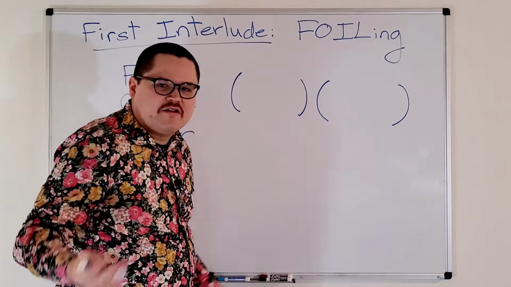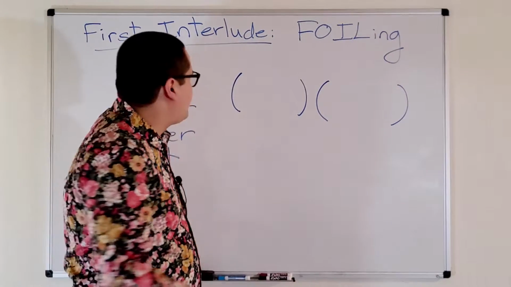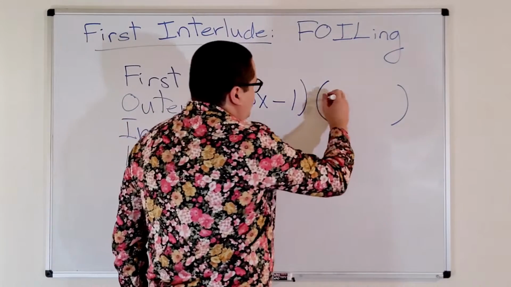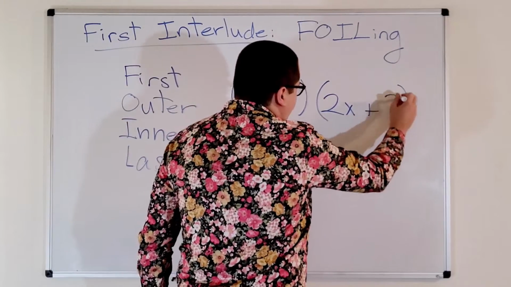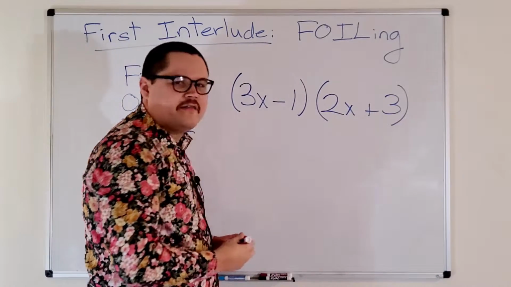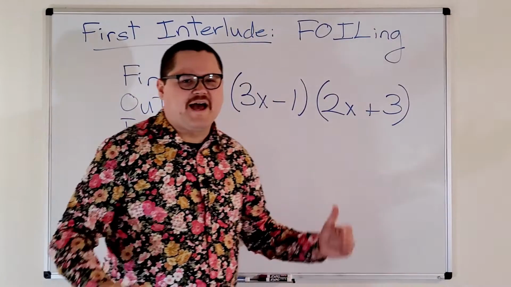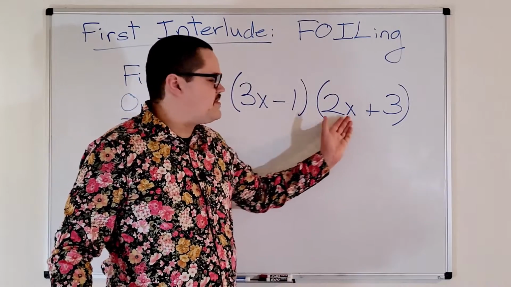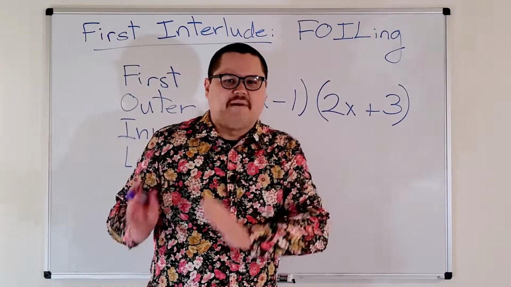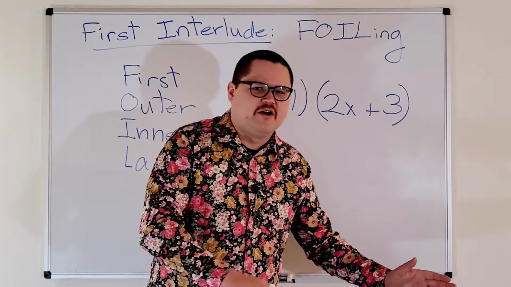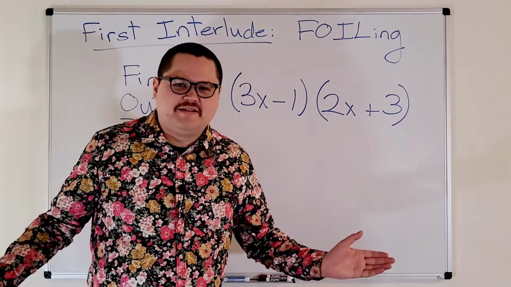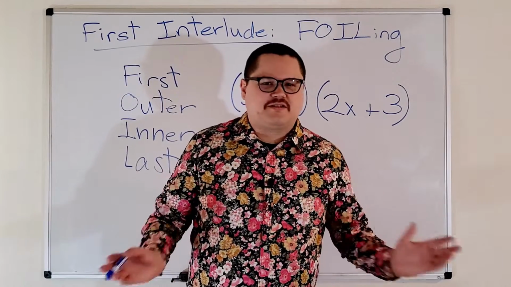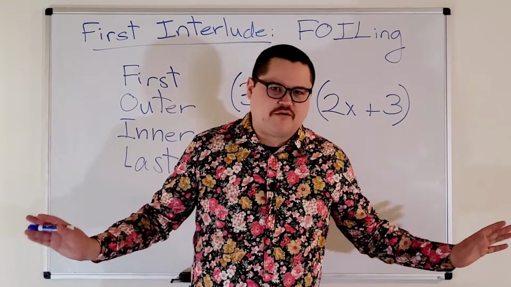Okay, so an example would be something like (3x − 1)(2x + 3). These are called binomials because each of these has 2 terms. Binomial. Bi means 2. Nomial, I assume, means terms. I don't know for sure.